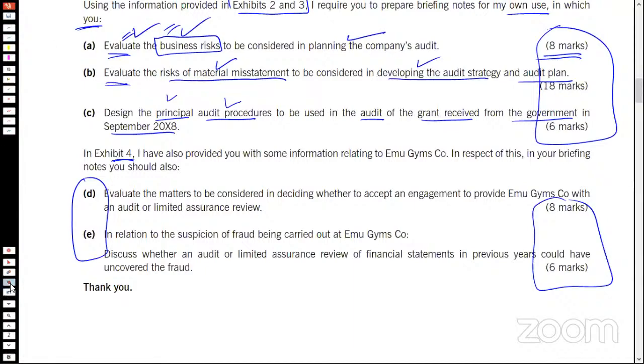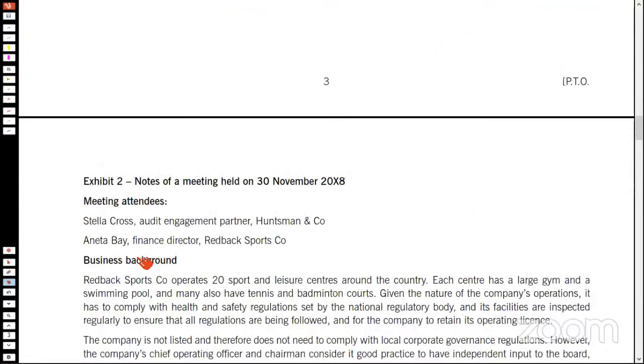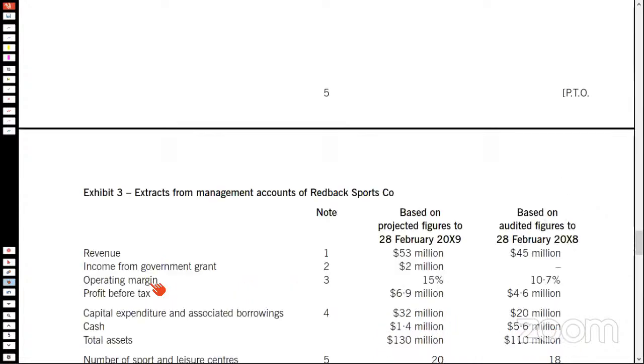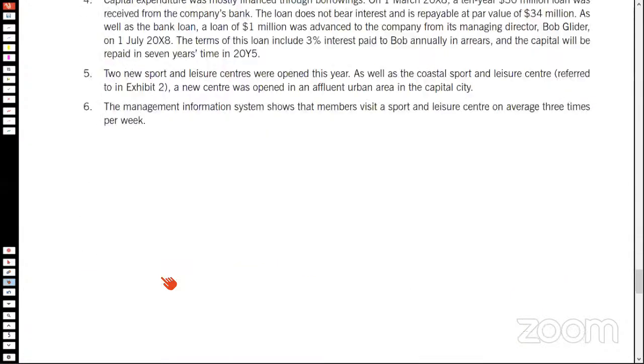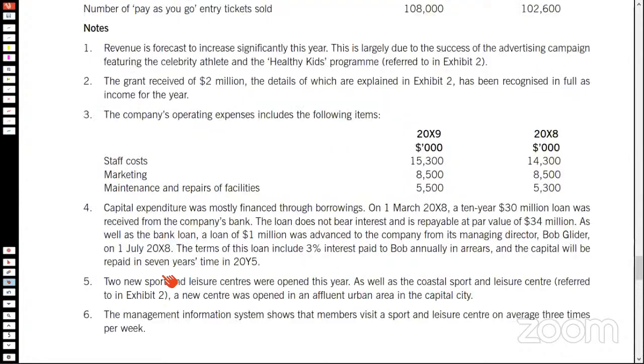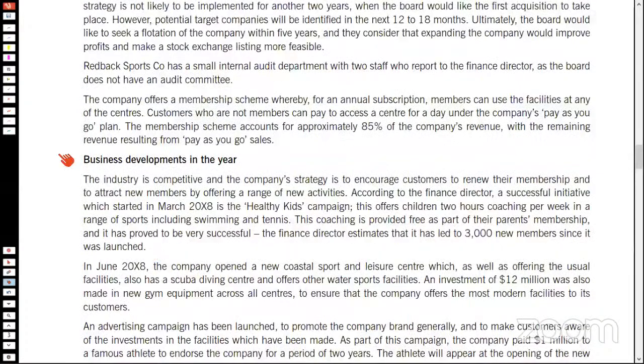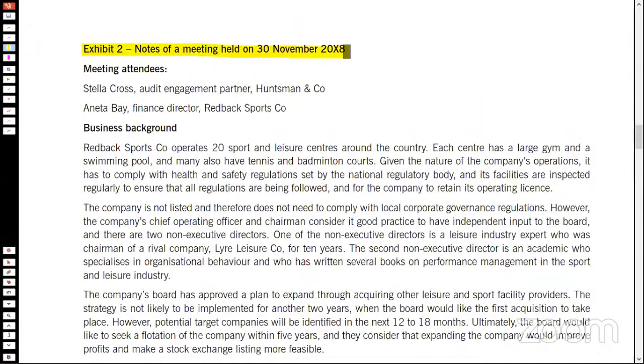Right now, I'm giving you some time, 5 to 10 minutes. In fact, 5 minutes is going to be sufficient. What I want you to do is read through this exhibit number 2, and try to see if you are able to identify any of the business risks, or any of the risks of material misstatement. I am giving you 5 minutes, so you have time till 12 a.m. to read through this exhibit number 2, and then we are going to start discussing.